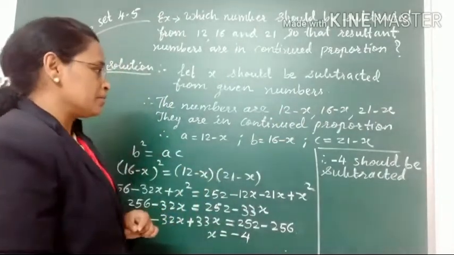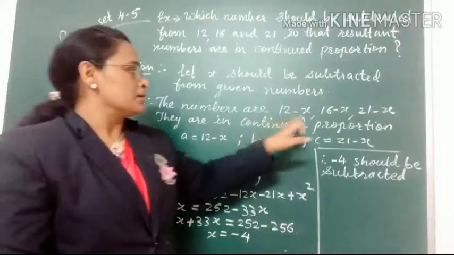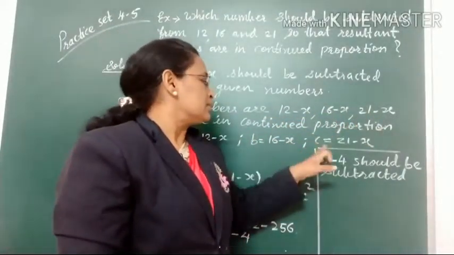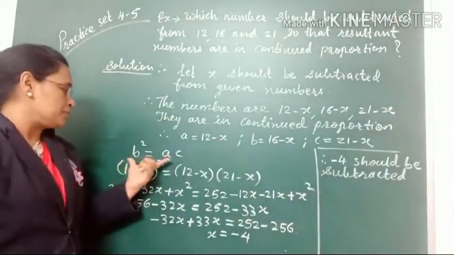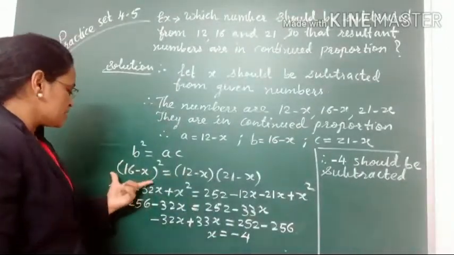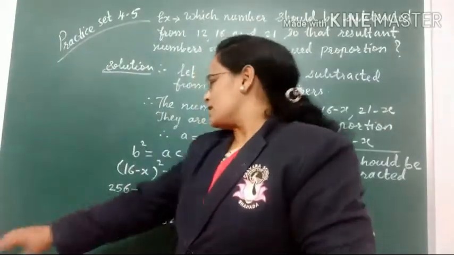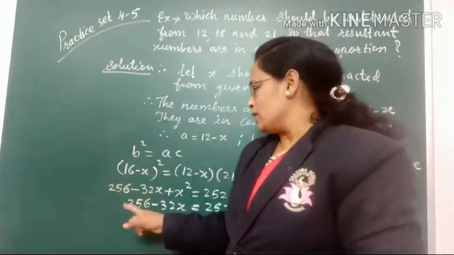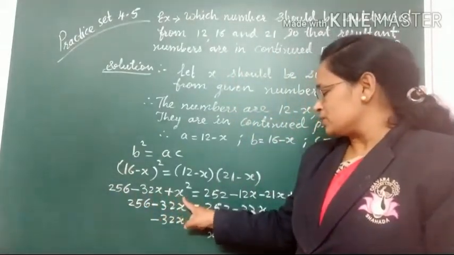As they are in continued proportion, let's consider 12 minus X as A, the middle number 16 minus X as B, and the third number, 21 minus X, as C. So here, as the 3 numbers are in proportion, B square is equal to AC. Substitute the values. 16 minus X whole square, here we can use the formula (A minus B) whole square, that is A square minus 2AB plus B square. So we'll get 256 minus 32X plus X square.